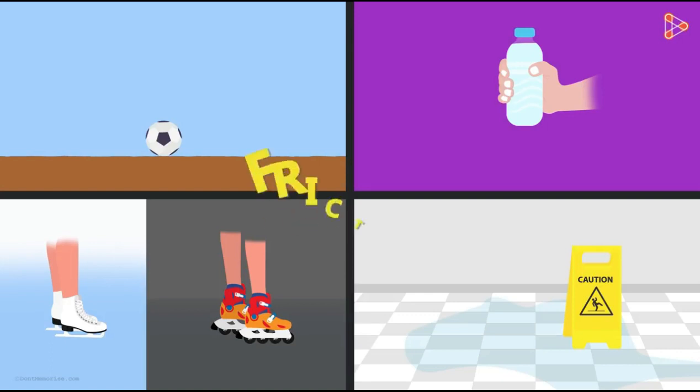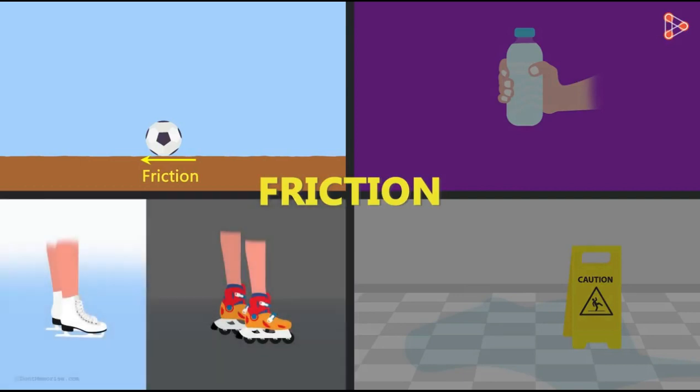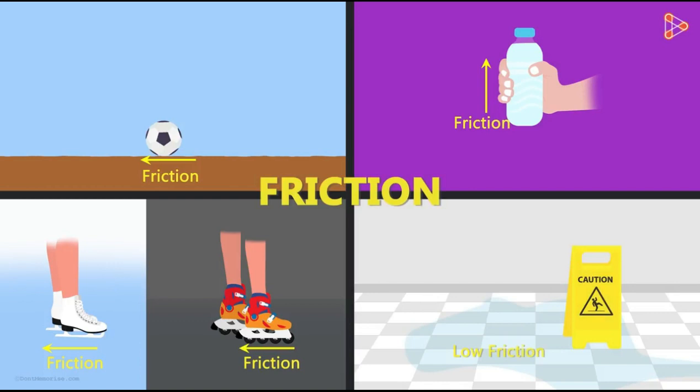The answer is friction. The reason why the ball eventually comes to a halt is because of the force of friction. The reason why skating on an ice rink is easier is because the force of friction is lesser there. The bottle doesn't slip through because the force of friction between your hand and the bottle doesn't allow it to do so. If the floor is wet, the friction offered by it reduces and there are chances that you might slip and fall. So what is this friction we're talking about?